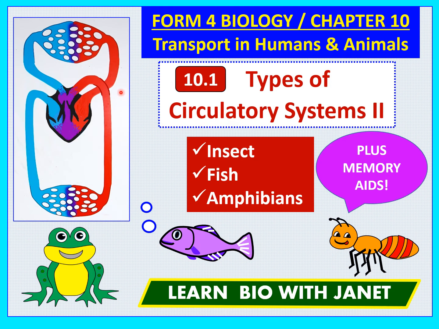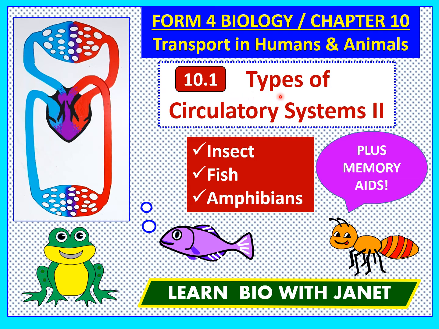Today we will continue with our subtopic 10.1 on types of circulatory systems, and this topic is from the Form 4 Biology KSSM syllabus, Chapter 10, entitled Transport in Humans and Animals. This lesson is also suitable as revision for Form 5 students who are studying the KBSM syllabus, the O syllabus. And it is from Chapter 1 of the Form 5 Biology syllabus, entitled Transport.